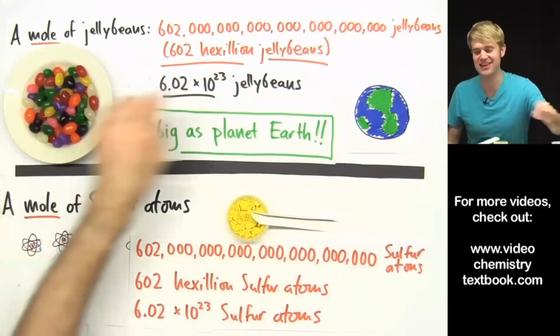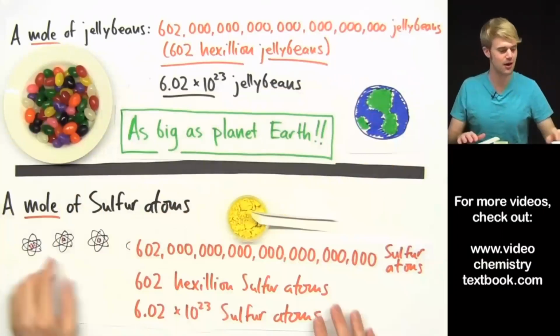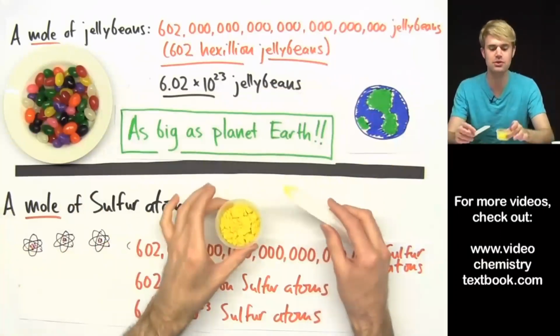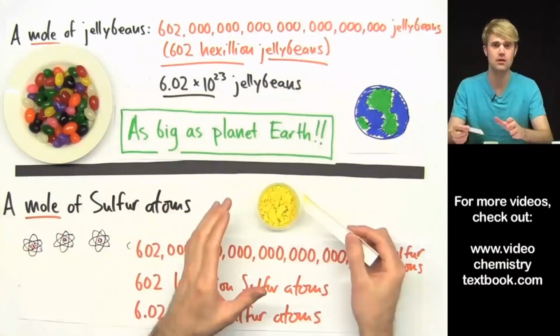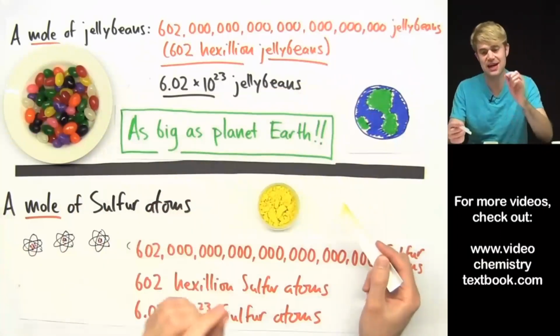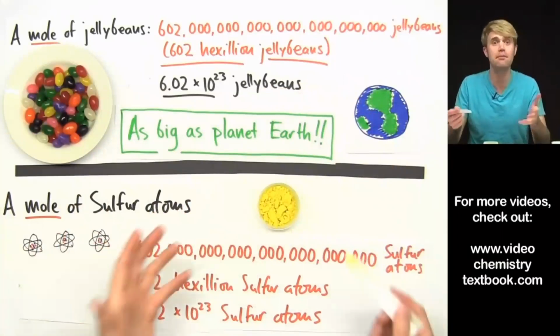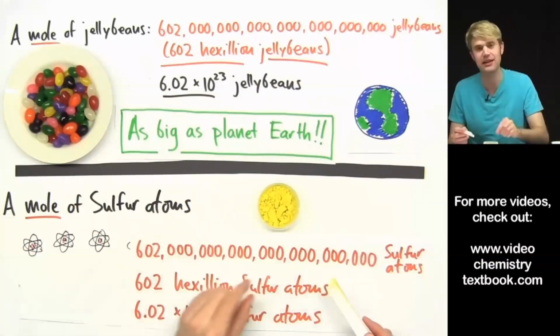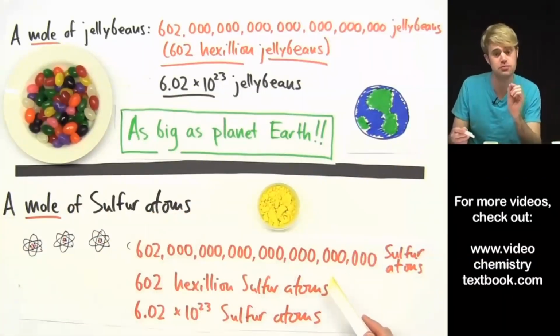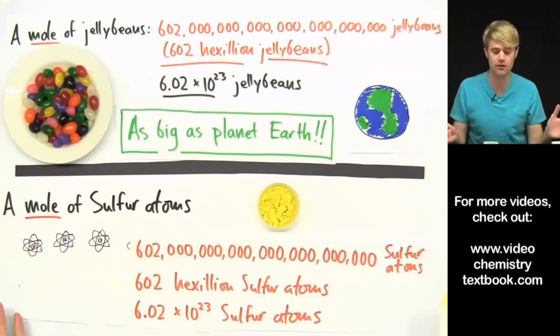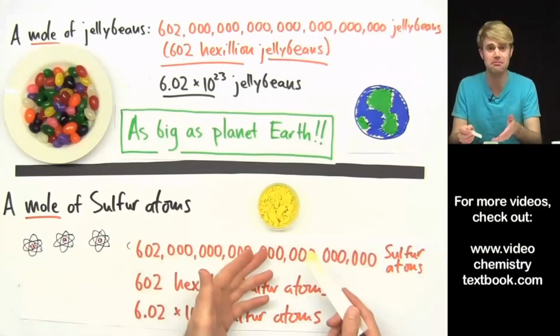Really, a mole of these is the size of planet Earth, but a mole of these little sulfur atoms can fit in this dish. So when we're dealing with something as tiny as atoms, a mole doesn't actually take up that much space because the things that we're dealing with are so incredibly small. The giant number of them just isn't that big.